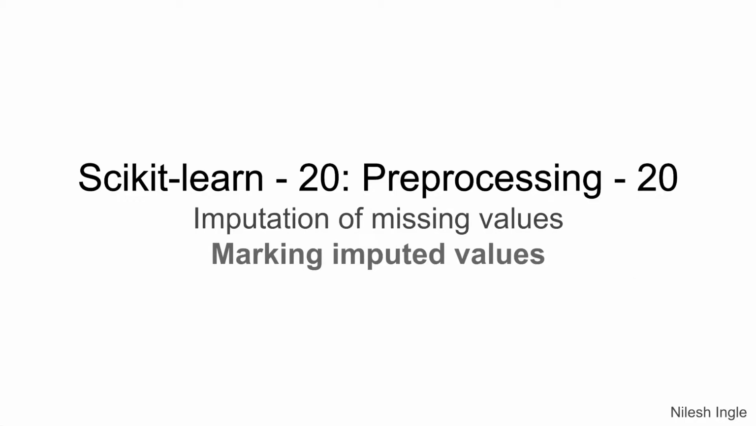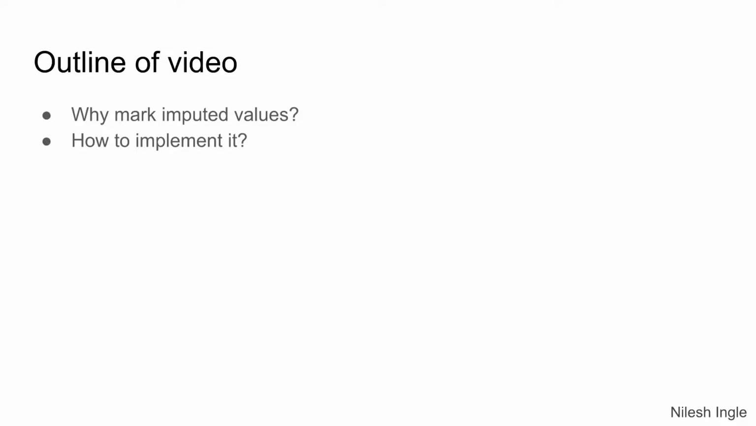I'm Nilesh, and in this video, we'll continue to learn about preprocessing in Scikit-learn and talk more about imputation of missing values, specifically about marking imputed values. So, what is marking imputed values and how do we implement it?